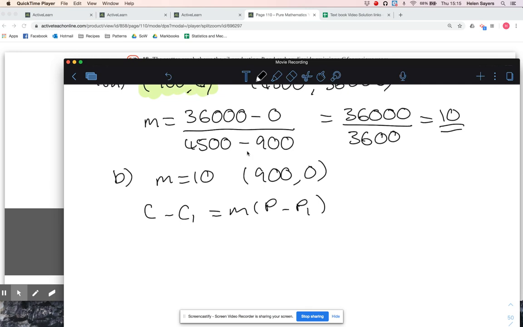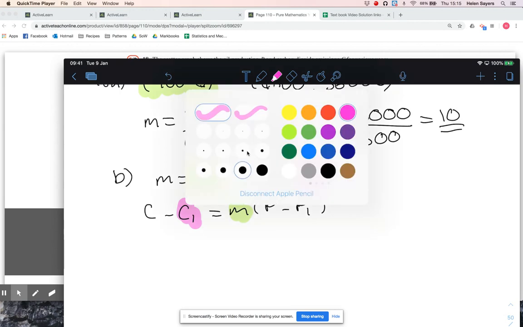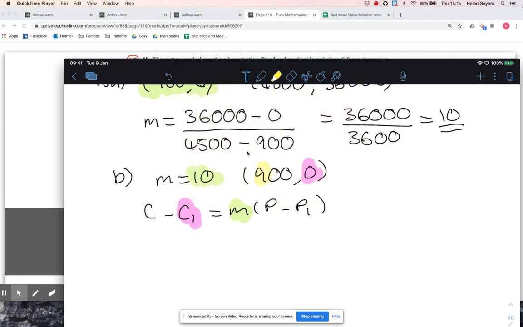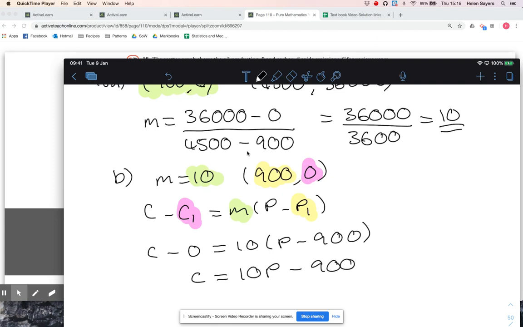Okay, so that's my gradient. That's my y, or in this instance C coordinate, and that's my x, or in this case P coordinate. So C minus 0 is 10 times P minus 900. Obviously C minus 0 is just C. That's going to become 10P minus 9,000.